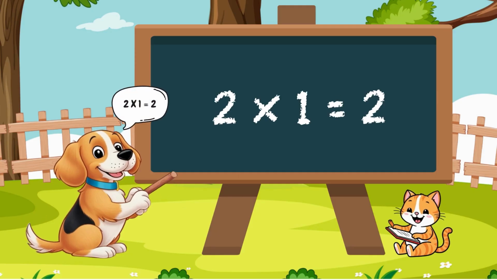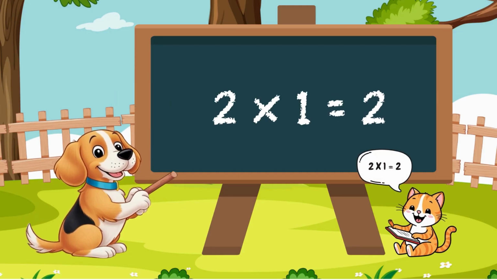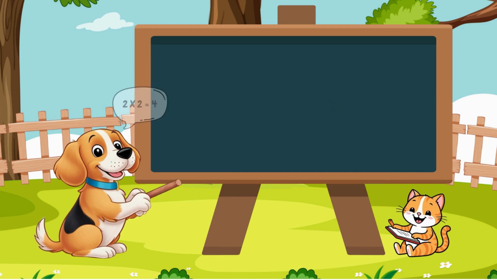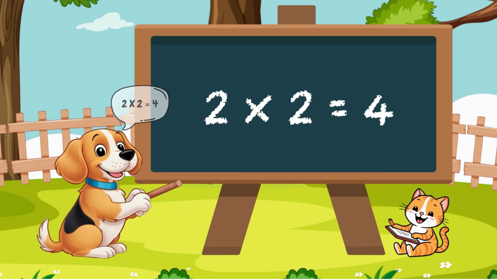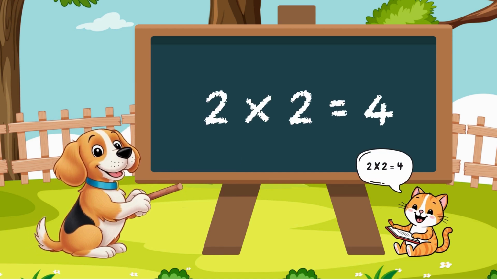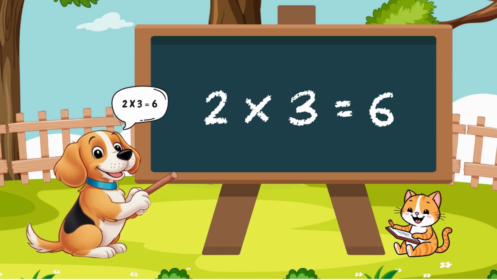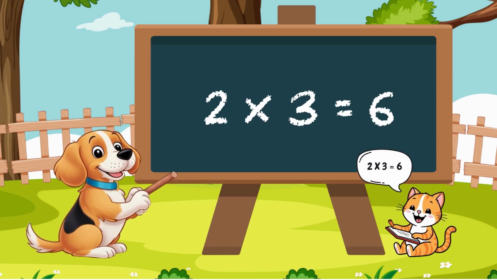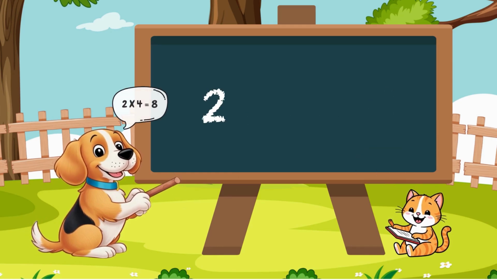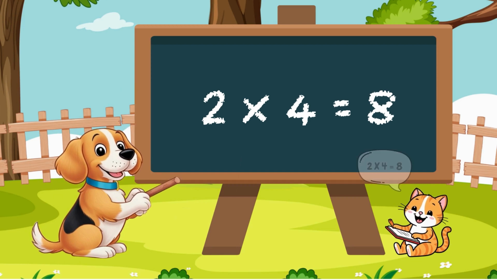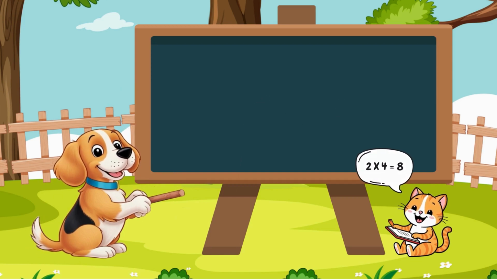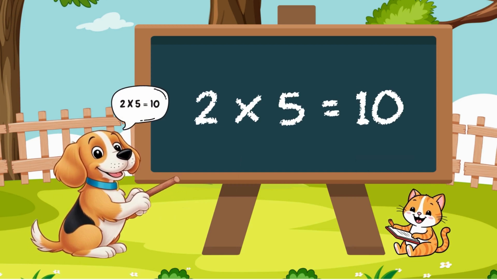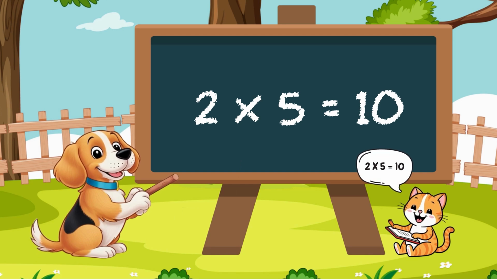Two one's a two. Two two's a four. Two three's a six. Two four's a eight. Two fives a ten.